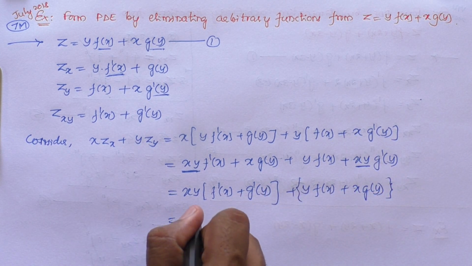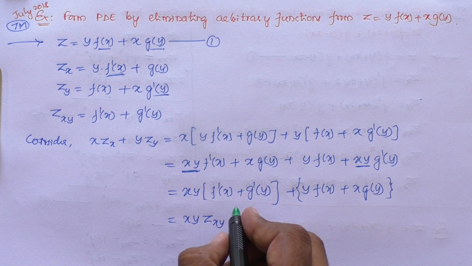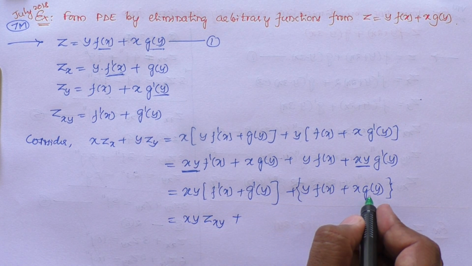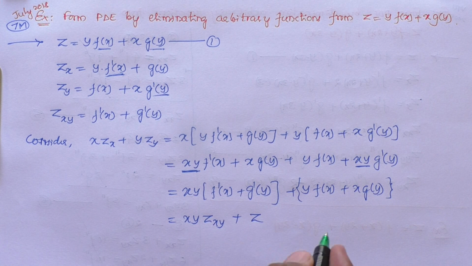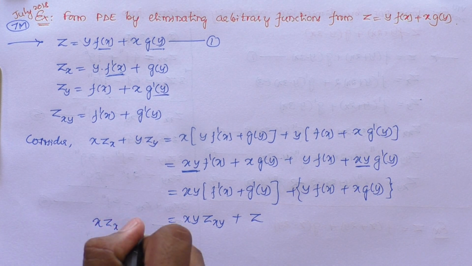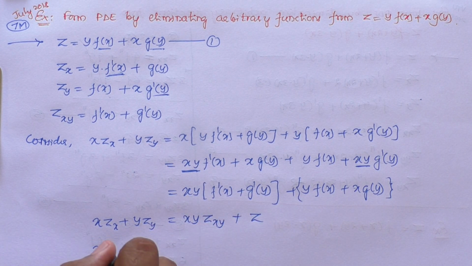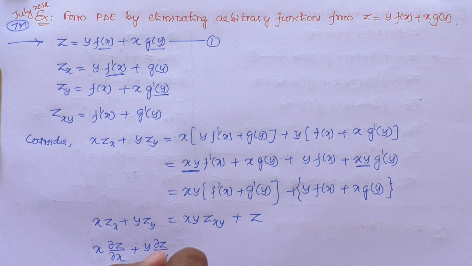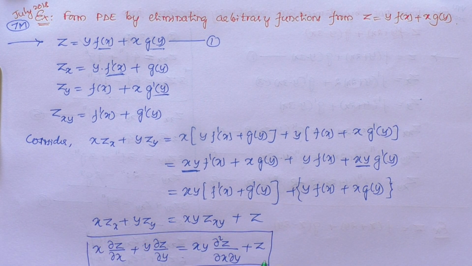So now xy, f dash plus g dash means zxy, it is zxy plus y f of x plus x g of y, and y f of x plus x g of y is z, so that is z. So this is what we got as the answer, x zx plus y zy equal to this, or in terms of partial derivatives, x dou z by dou x plus y dou z by dou y equal to xy dou square z by dou x dou y plus z. So this is the required PDE.